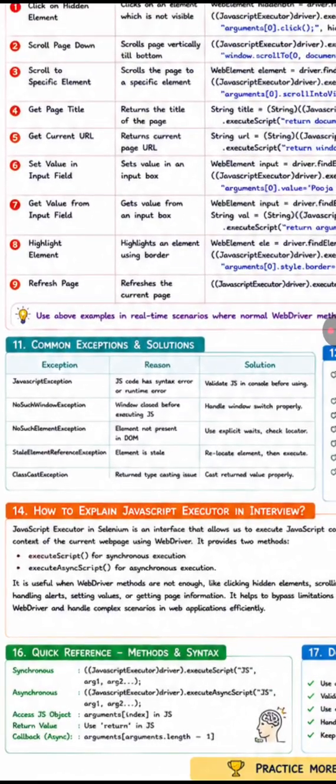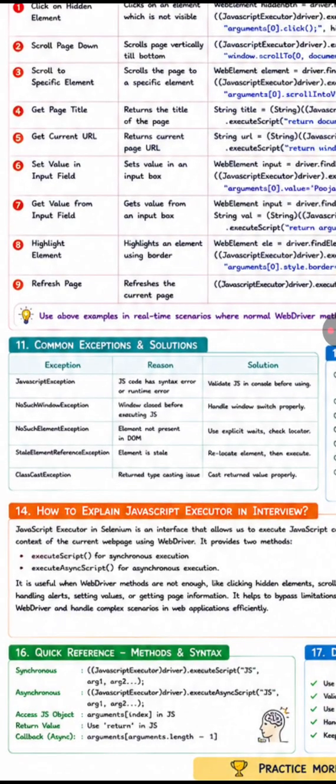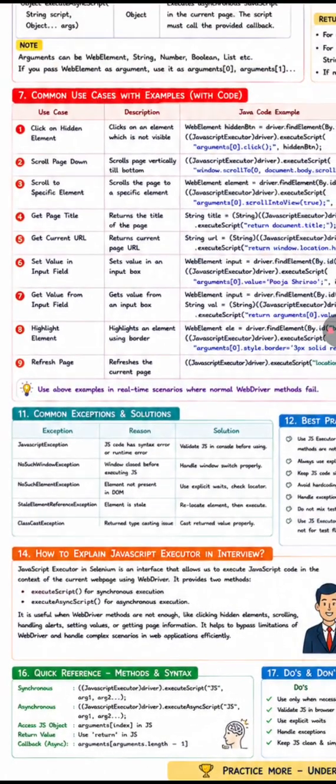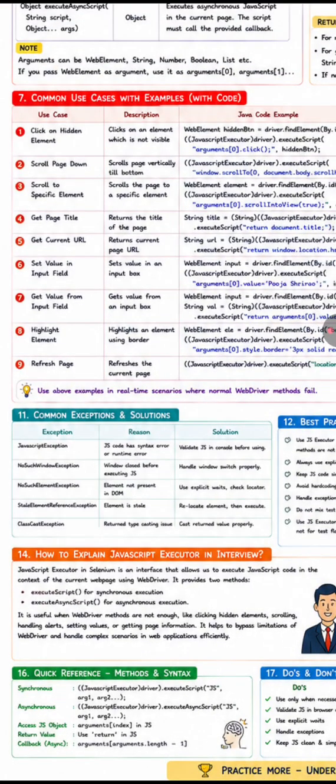Now the question is how to explain JavaScript executor in an interview. So this is an interview-ready answer: JavaScript executor in Selenium is an interface that allows us to execute JavaScript code in the current web page by using WebDriver. It provides two methods, executeAsyncScript and executeScript: executeScript for synchronous execution and executeAsyncScript for asynchronous execution.